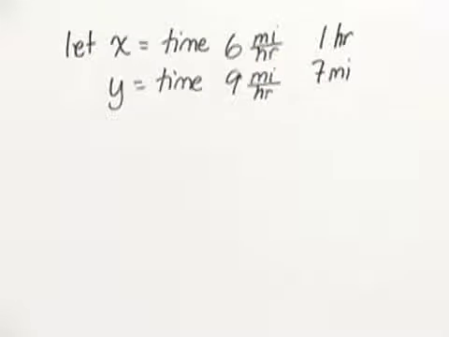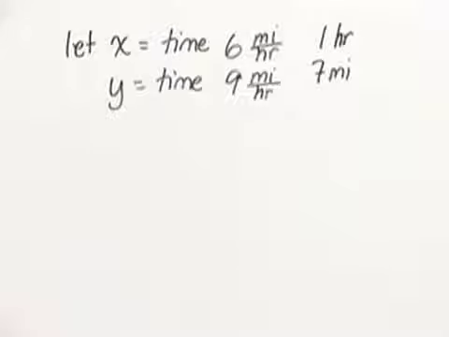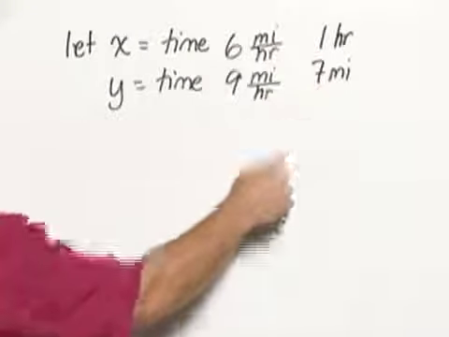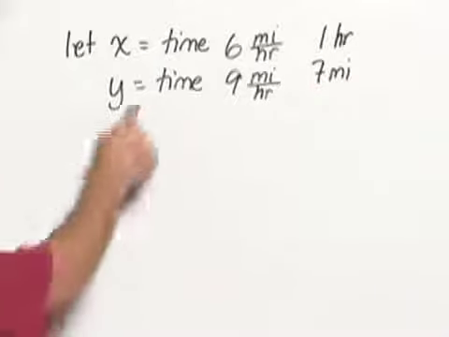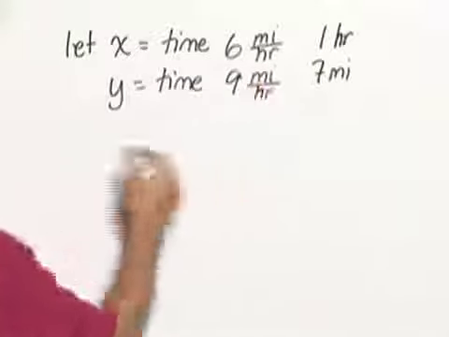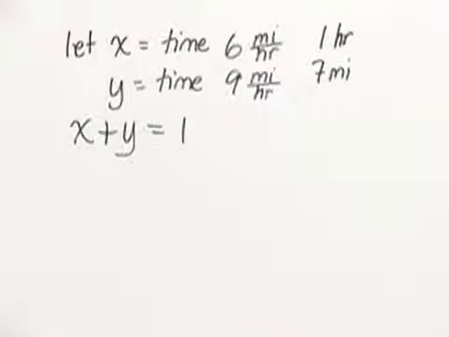So on the board I have put let x equal the time at 6 miles per hour and y equal the time at 9 miles per hour. The fact that the jogger did so for 1 hour, covering 7 miles. So therefore, what we know is that the time at 6 plus the time at 9 has to add up to 1. x plus y equals 1.